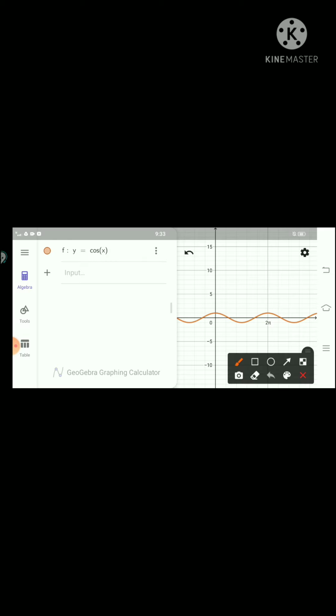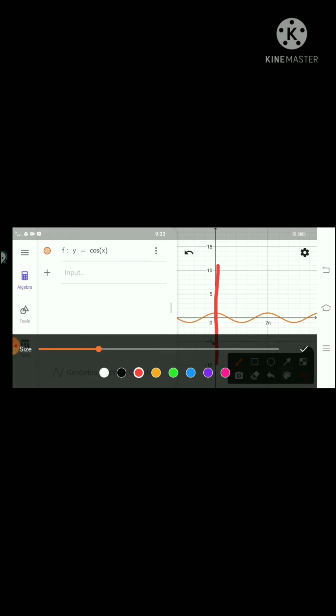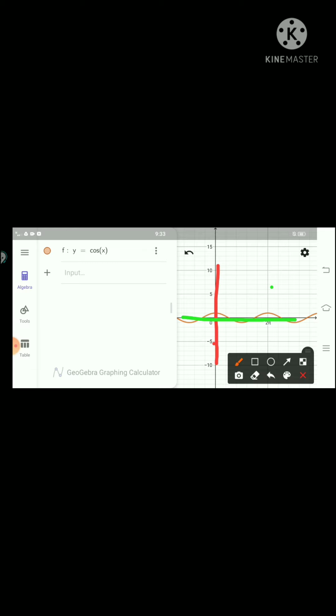So let me clarify it to you. Our range is the value of this line, and since our maximum point and minimum point are 1 and -1, the range would be from -1 to +1, while our domain is the value of our x. So on this line, the domain would be from -infinity to +infinity. So those are our range and domain.